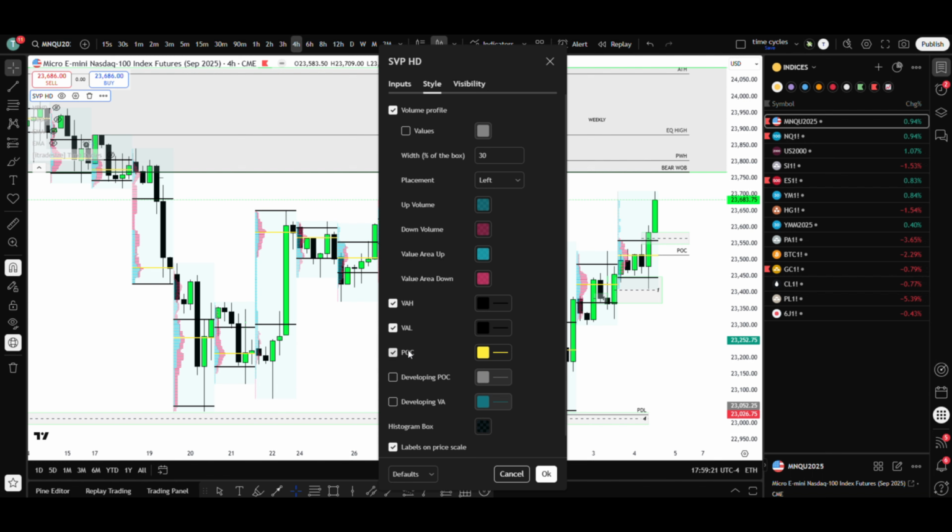Now we have a POC. It's the yellow line. It's a point of control. That is the point where price was balanced the most. The point of control, where the most orders are concentrated. So why is this important? Follow me in this.